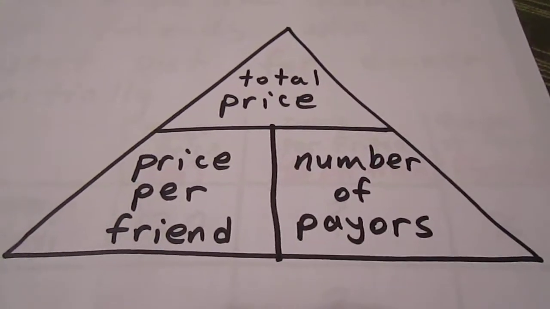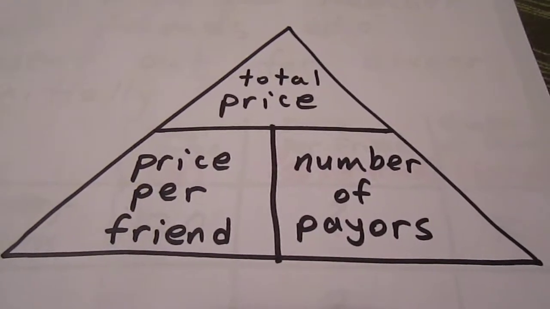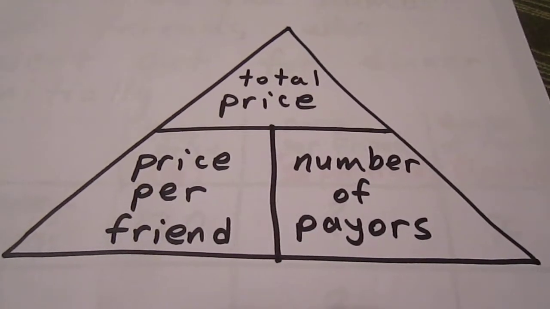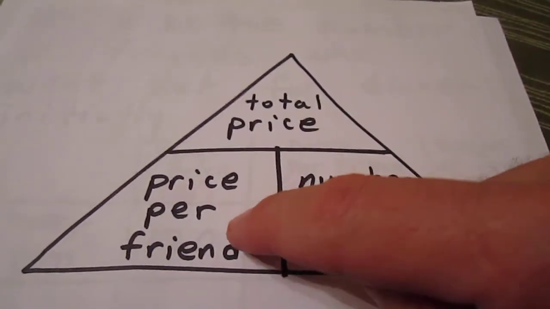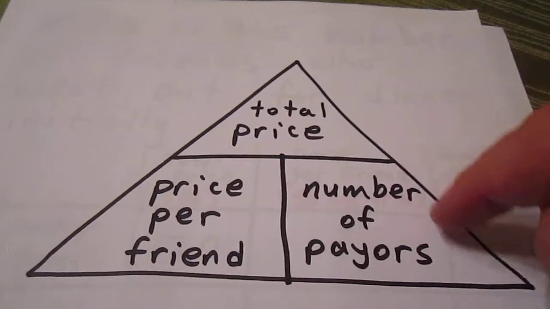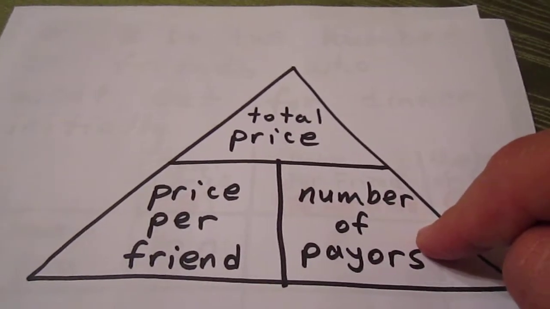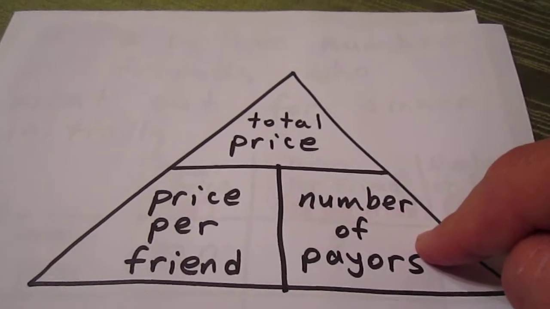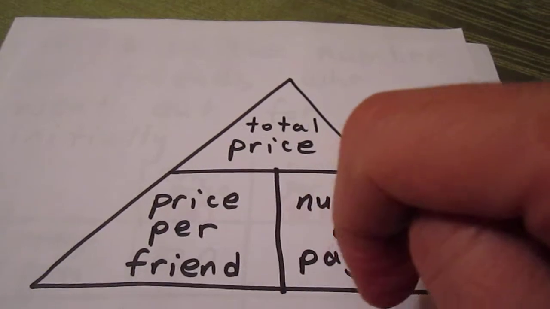Some people don't like this pyramid because they feel that we should be able to do these steps algebraically. I agree to a point. I agree that if the price per friend equals the total price over the number of people who paid, that we should be able to rearrange that equation and say that the number of people who paid is equal to the total price over the price per friend.